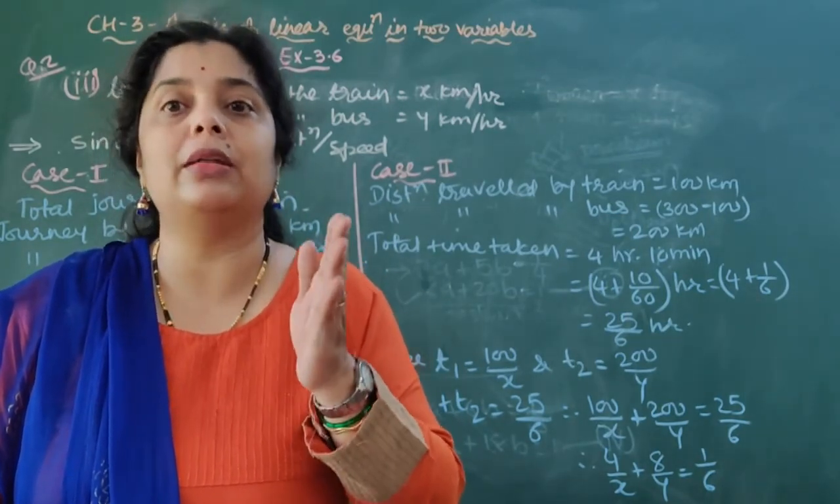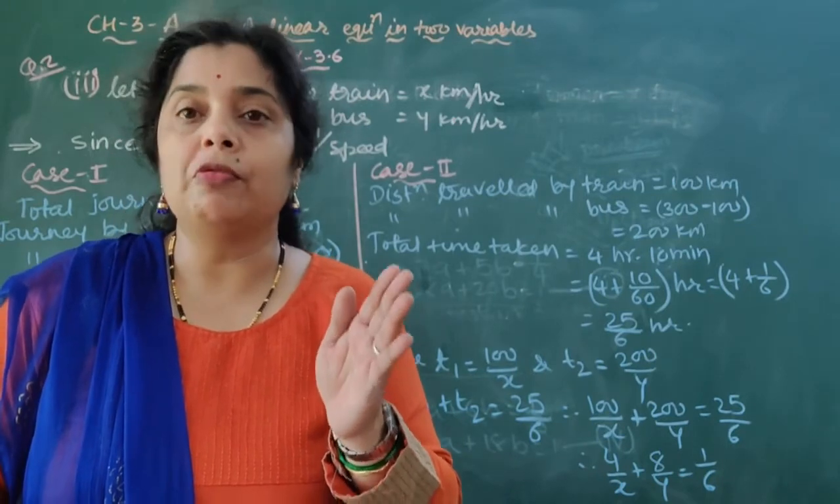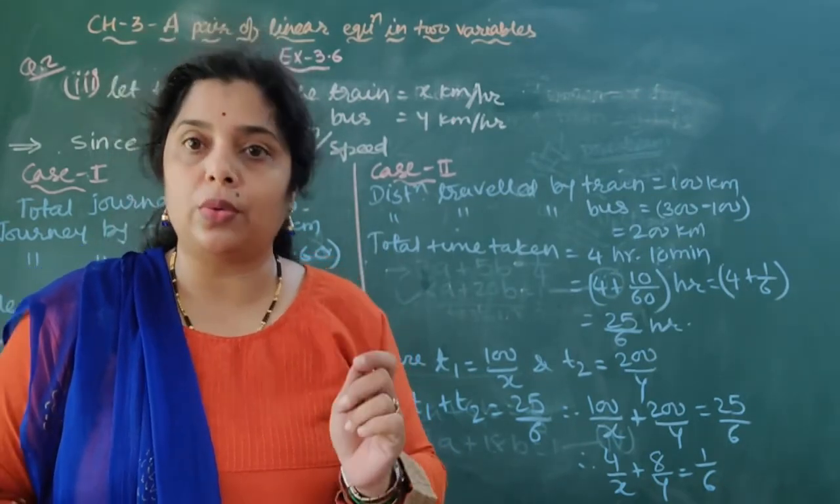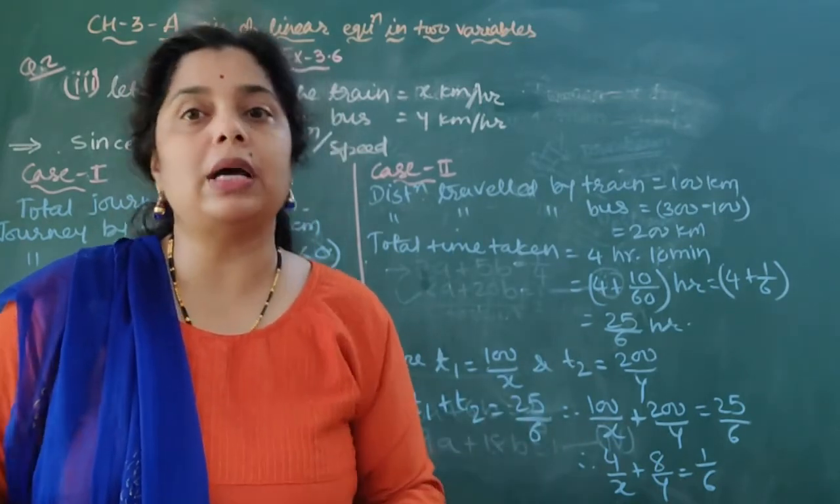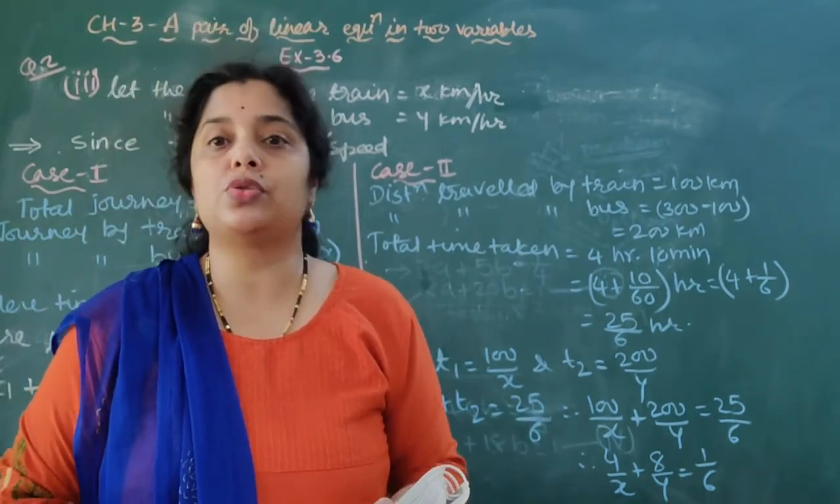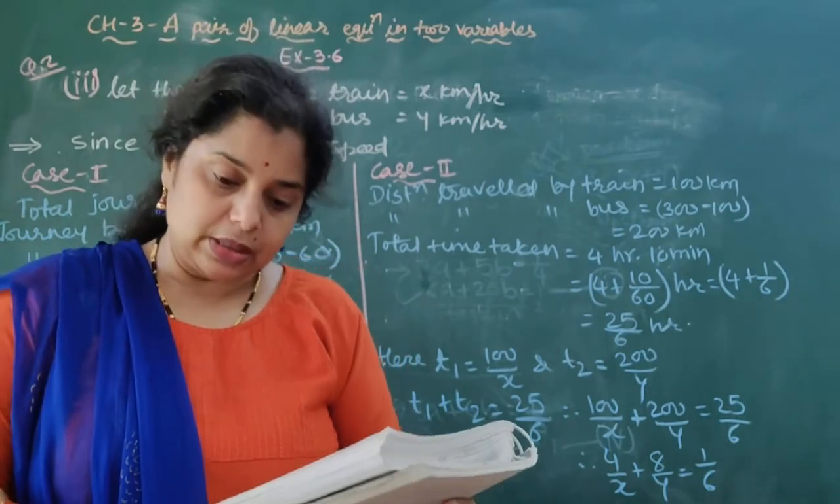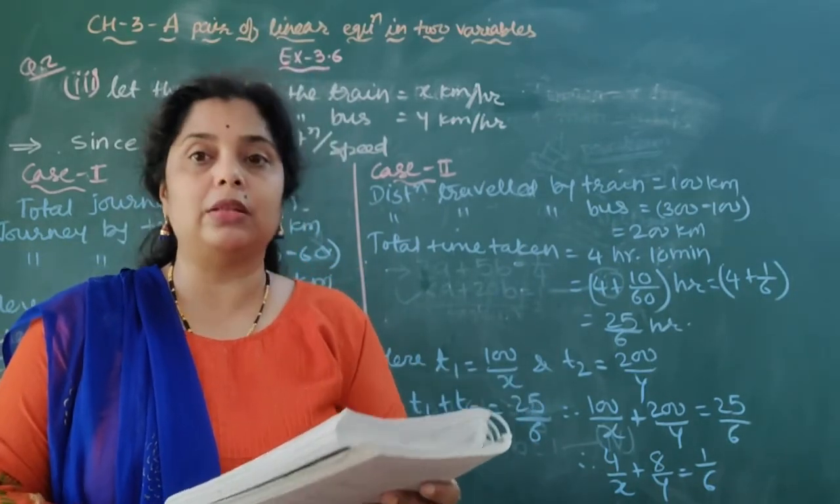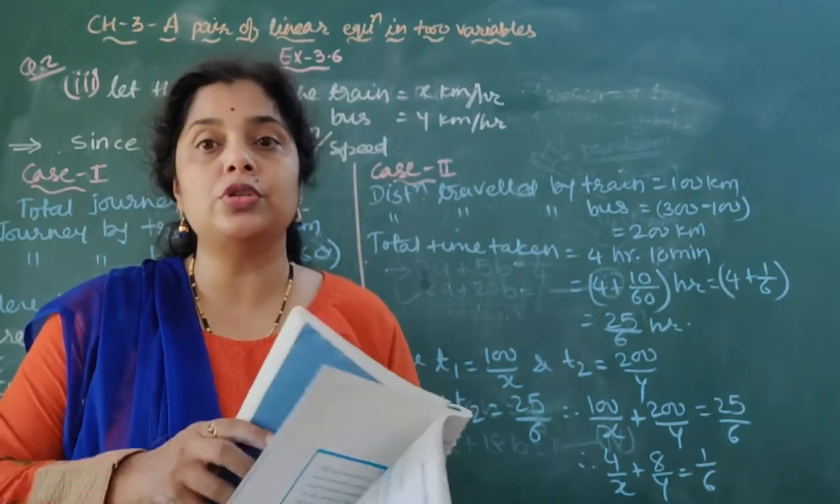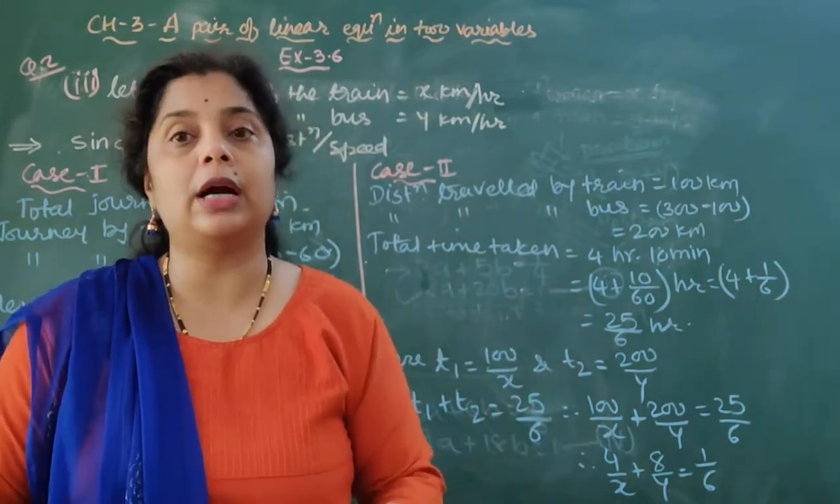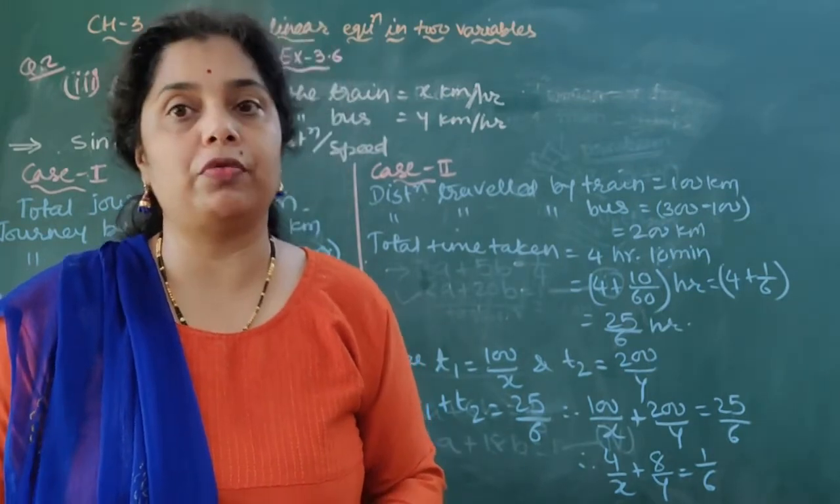4 hours 10 minutes. Are you getting me? 4 hours 10 minutes she requires to reach home if she travels 100 km by train and the rest, means 200 km, by bus. Find the speed of the train and the bus respectively. So here what do we have to do? Supposition. We have to do supposition regarding the speed of a train and the speed of a bus.